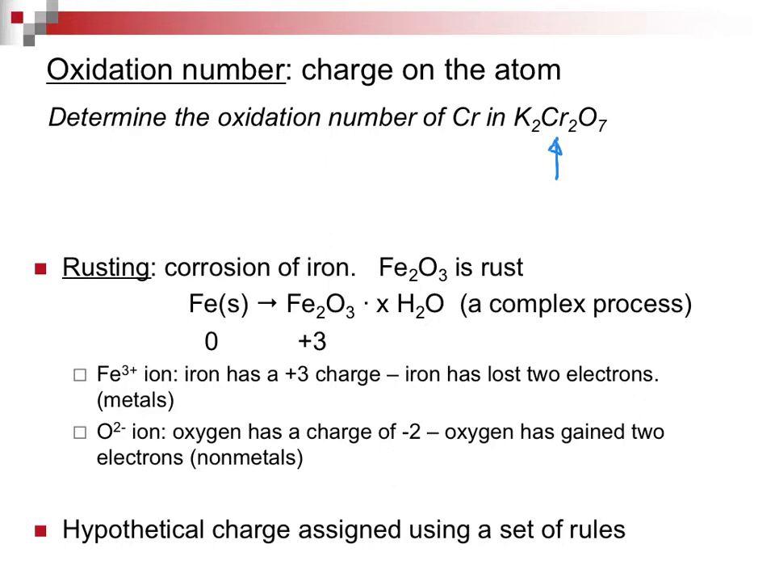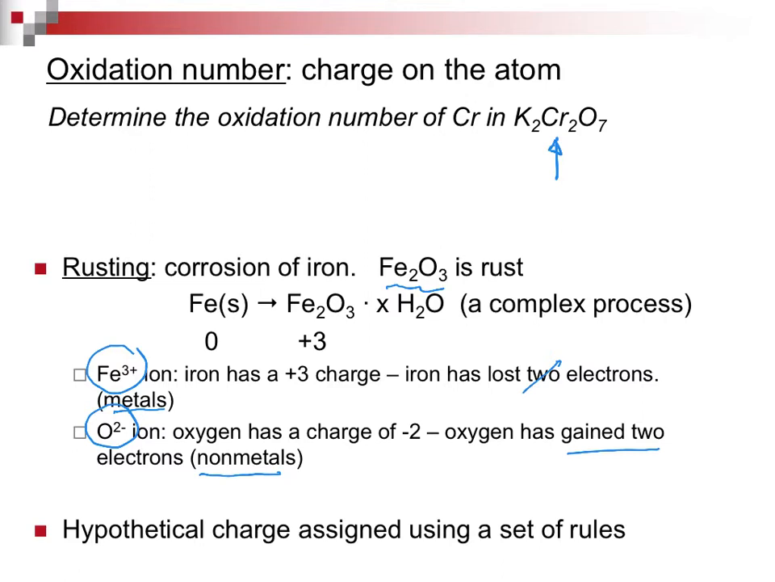Well, let's talk about rusting. Rusting is the corrosion of iron, and iron is Fe2O3. Iron is in the +3 oxidation state. It first lost 2, but then it lost 1 more electron, and that happens to metals. The O2- ion, that is oxygen that has gained 2 electrons, and that happens to nonmetals. So you know about the charges from chapter 2.